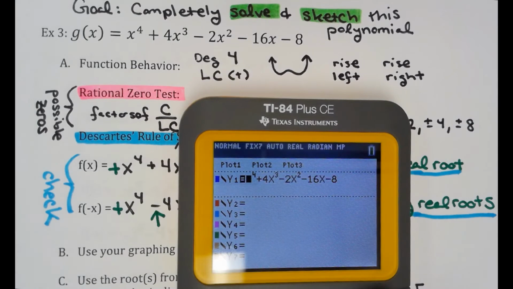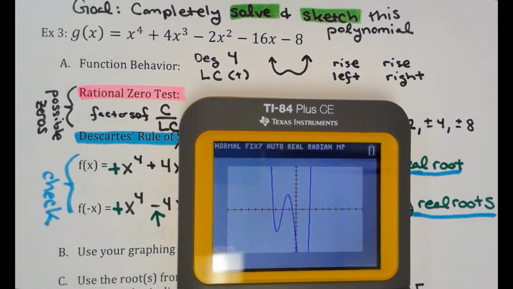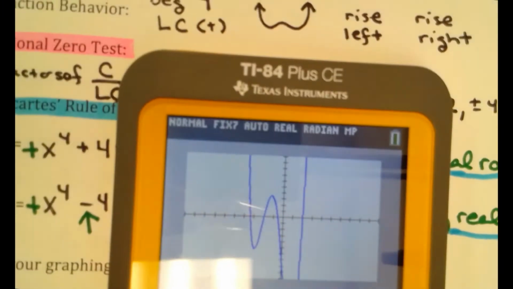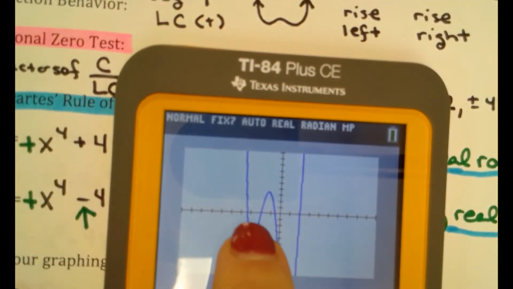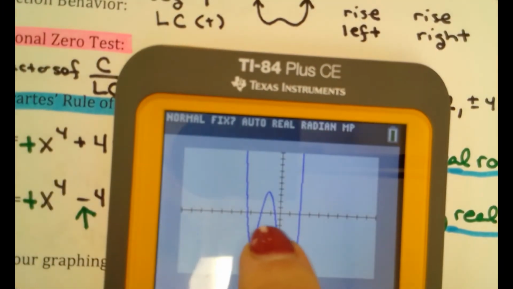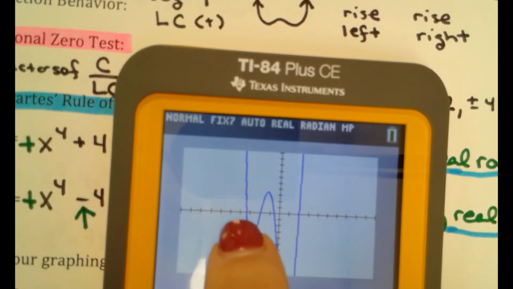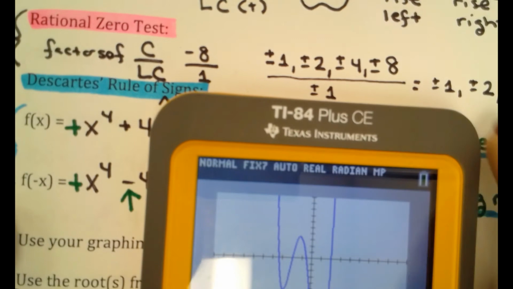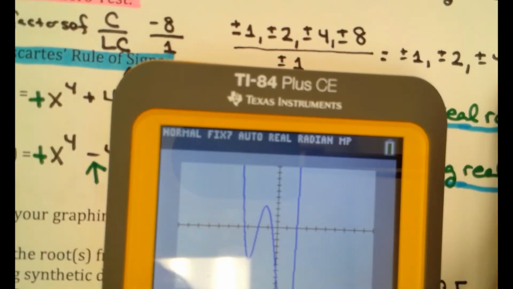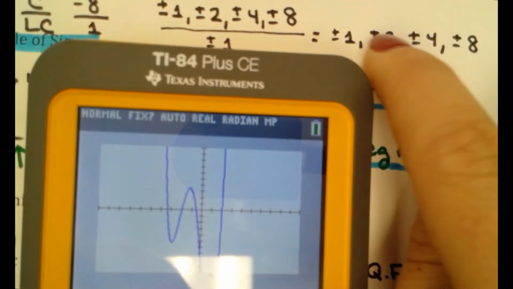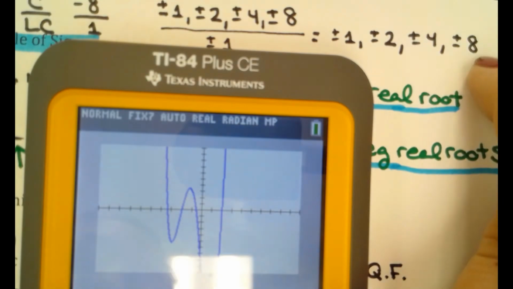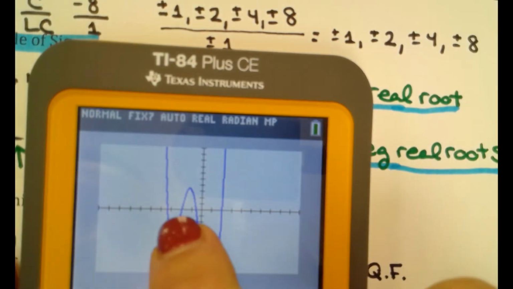Okay, and then go take a look at the graph. So instantly what I see is it looks like it crosses in between -3 and -4. So that's not one of my possibilities right here. I'm not going to list that right now. So my possibilities I'm looking for are 1s, 2s, 4s, and 8s. So the next thing I see is -2.